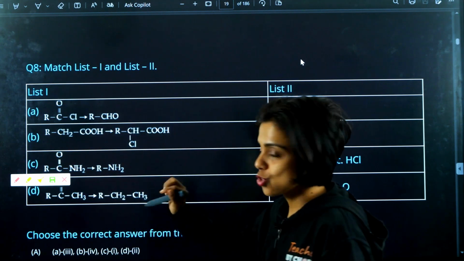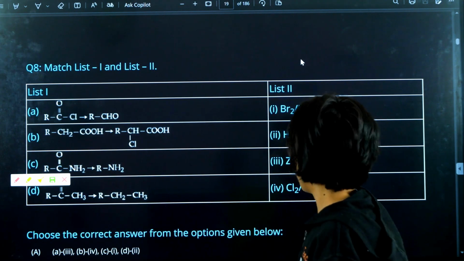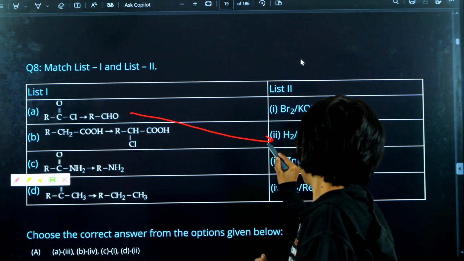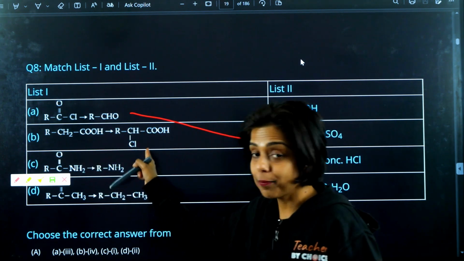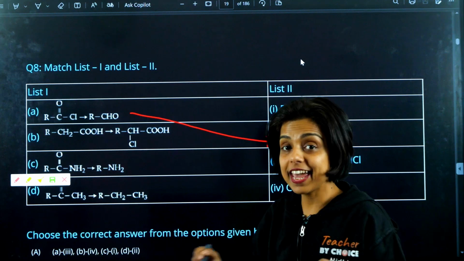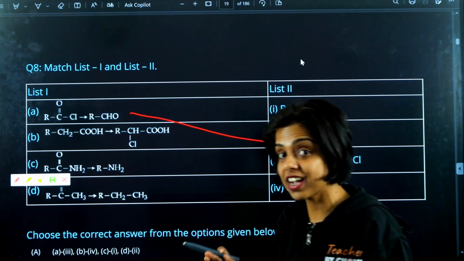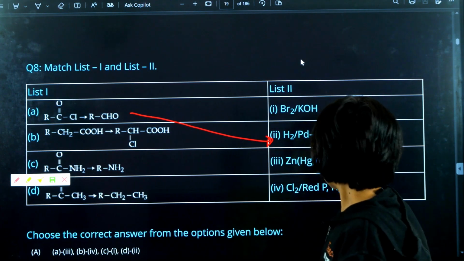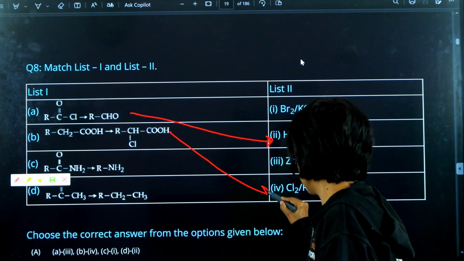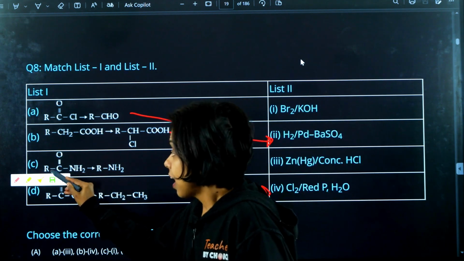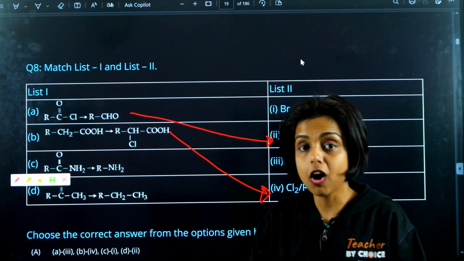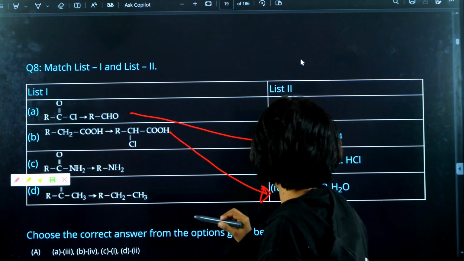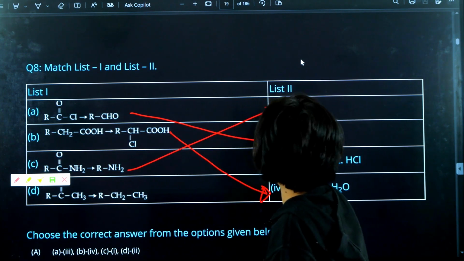RCOCl to RCHO, how can we go about this? Rosenmund reduction. Then at the alpha carbon we need a halogen: the HVZ reaction, the Hell-Volhard-Zelinsky reaction, alpha halogenation, for which we need red phosphorus. And RCONH2, amide to amine with one carbon less, degradation: Hoffmann bromamide, right? So for Hoffmann bromamide, I need these reagents.